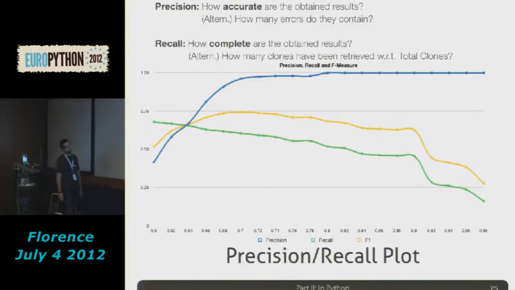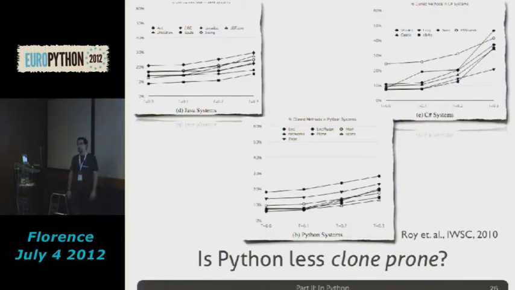Another story was this one. Is Python less clone prone? Some researchers tried to investigate this claim that maybe scripting languages, such as Python, may be less clone prone, in the sense that if you write the same code in different languages, but in Python it's much smaller, maybe you may produce fewer clones.